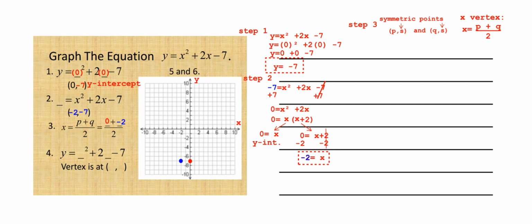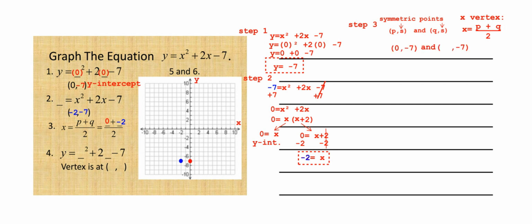This is just what we're doing on the left side here, but I'm just restating it to make it easier to visualize. Notice symmetrical points, P comma S and Q comma S, technically just means that you have the same y value. That's why they're horizontal, y value equals the same. But the x values are different. That's why it's called P and Q. So our vertex, x value of the vertex equals P plus Q divided by 2.